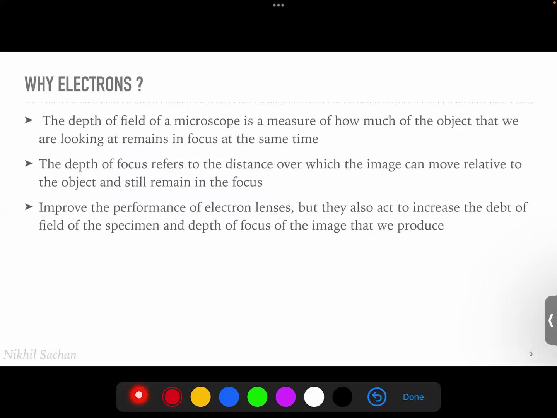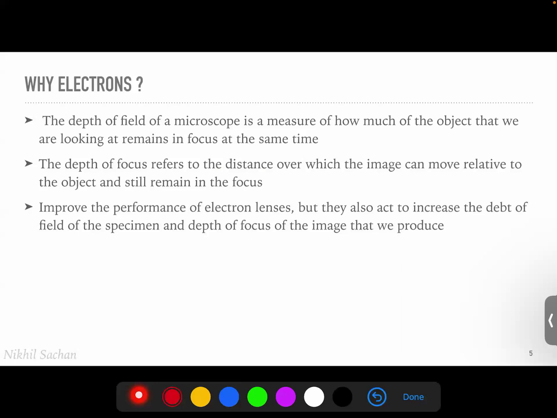So now, what is the depth of field and depth of focus for a microscope? That I will tell. Depth of field means if you are seeing a picture and everything is in focus, the depth of field is very large. If only a very small portion is in focus, then it is called a very small depth of field.